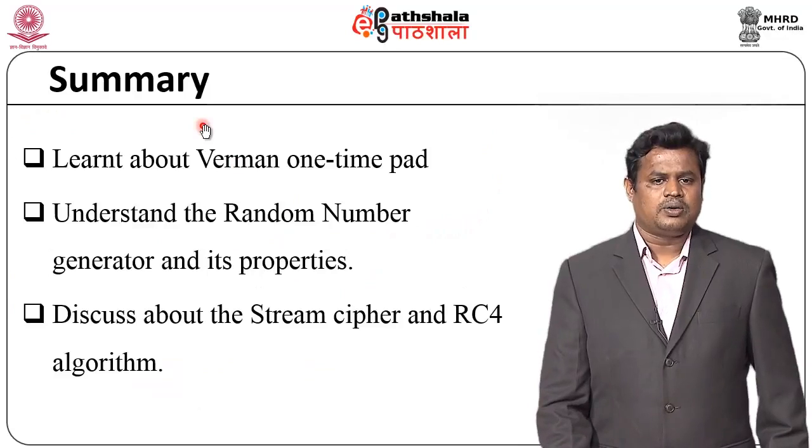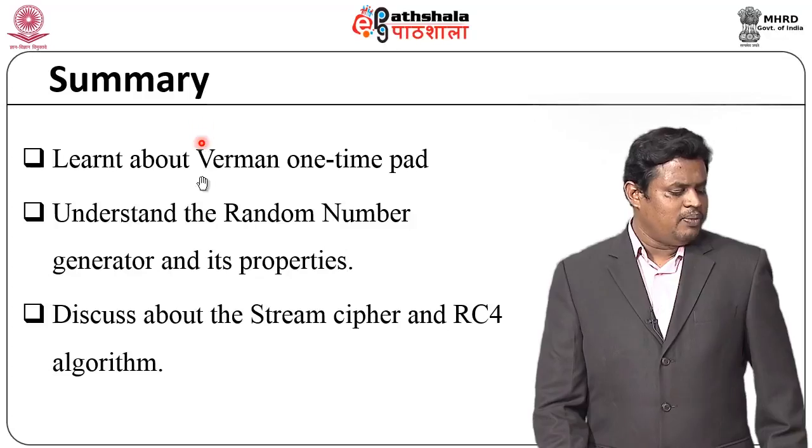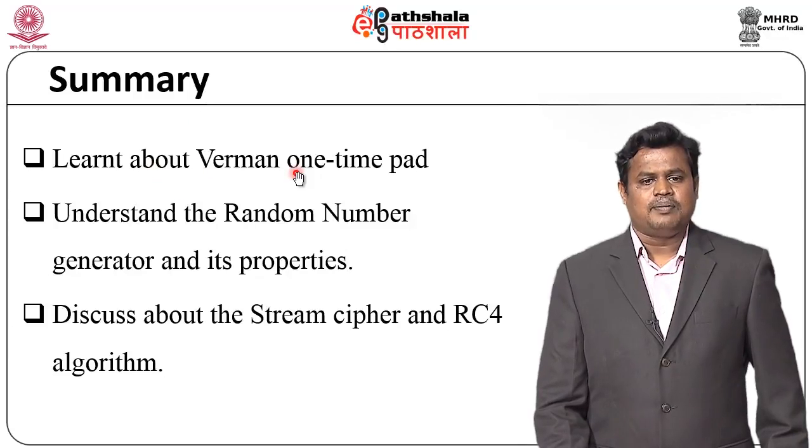Now we are coming to the conclusion. From this session we understood what the Vernam one-time pad is and how it is initiated for random number generation, what its drawbacks are, and finally we understood the stream cipher. One algorithm belonging to stream ciphers is RC4, and how it is used for encryption and decryption of plain text using the key stream.